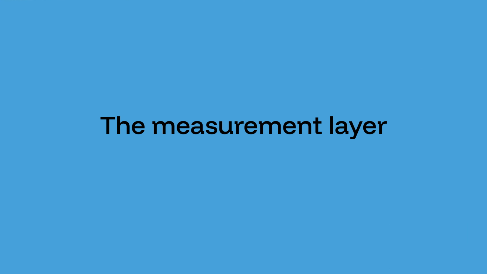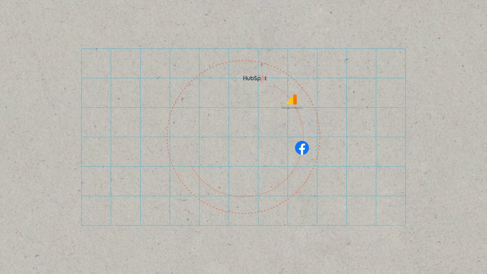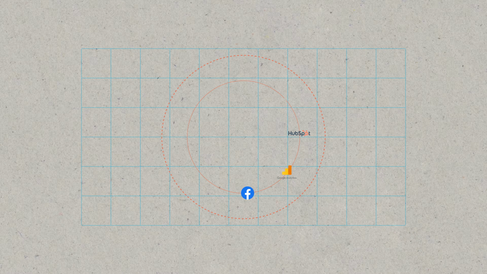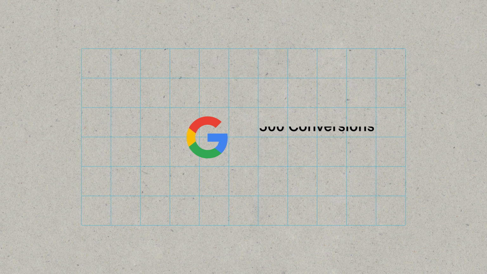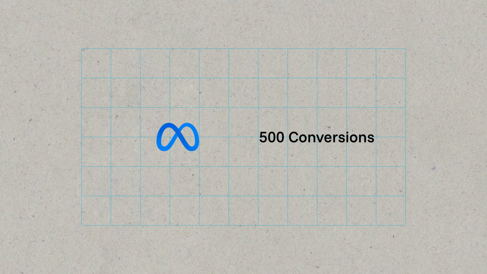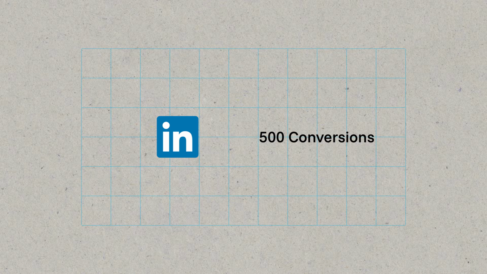The measurement layer. Now you have centralized data. Great. But which campaigns actually drive growth? Your ad platforms will tell you. Google says it drove 500 conversions. Meta says it drove 500 conversions. LinkedIn says it drove 500 conversions.